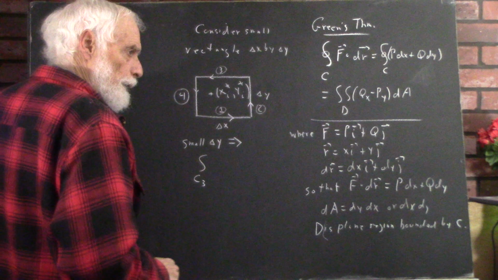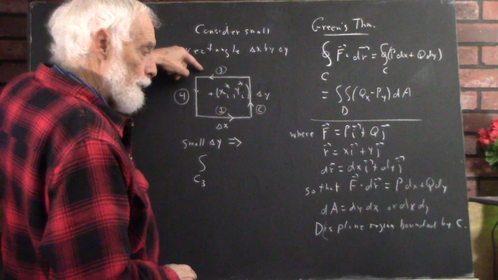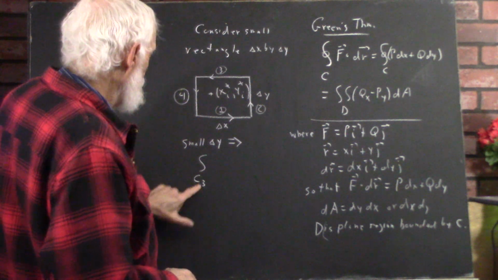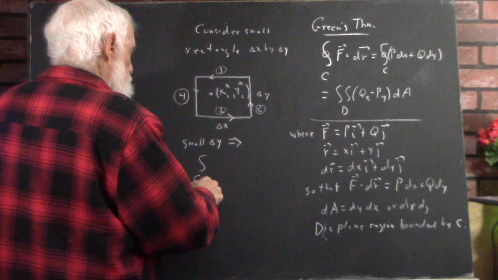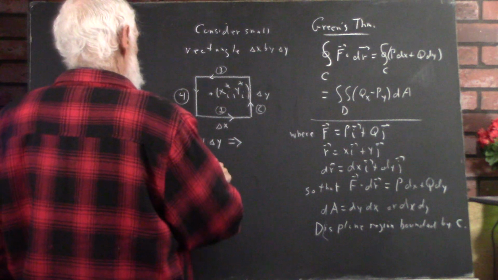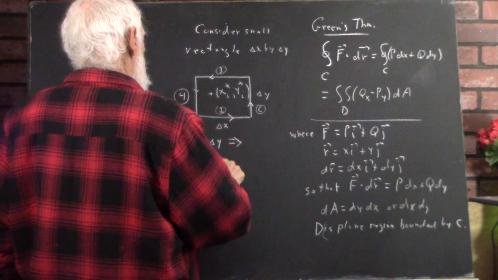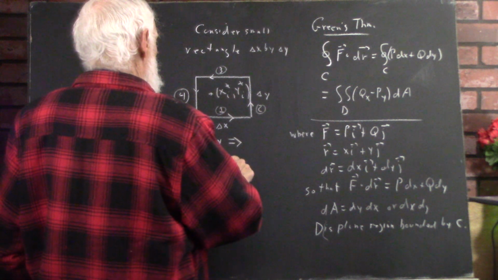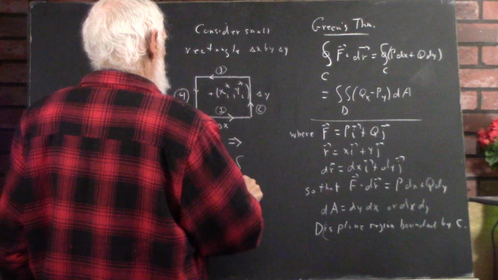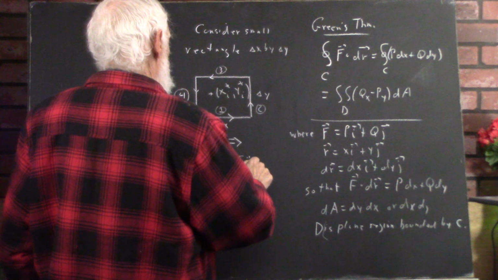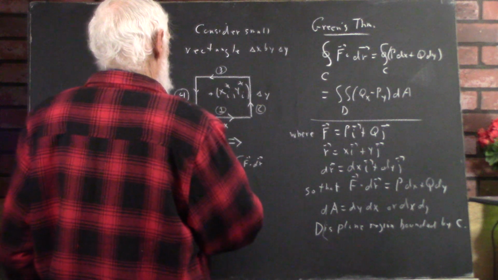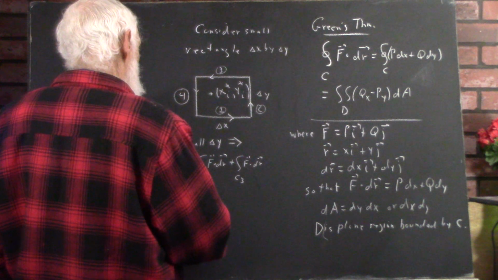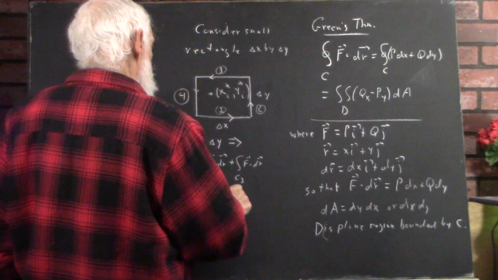I'm going to get a little loose without defining this. I'm going to call C3 the integral over this. And actually I want to start with C1. The integral over C1 of f dot dr plus the integral over C3 of f dot dr is almost zero.